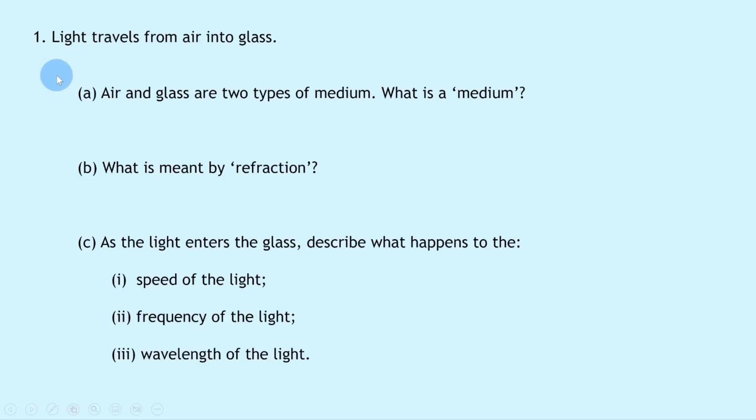So let's get started. Question 1 says light travels from air into glass. Part A says air and glass are two types of medium. What is a medium? Well, remember from the notes that a medium is a type of material in which light can travel. Part B says what is meant by refraction?